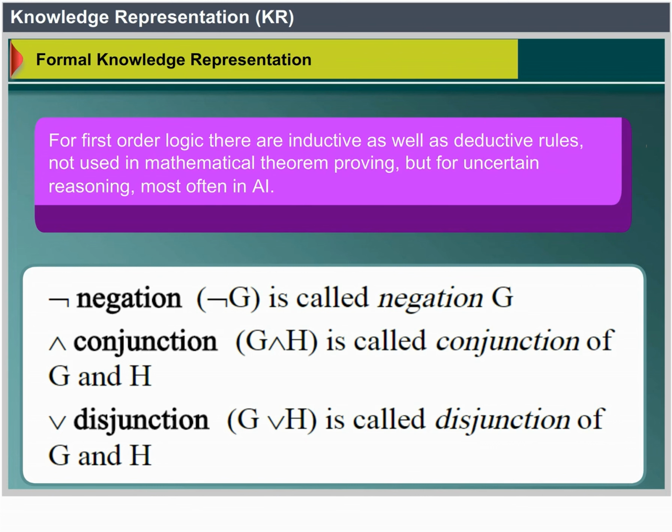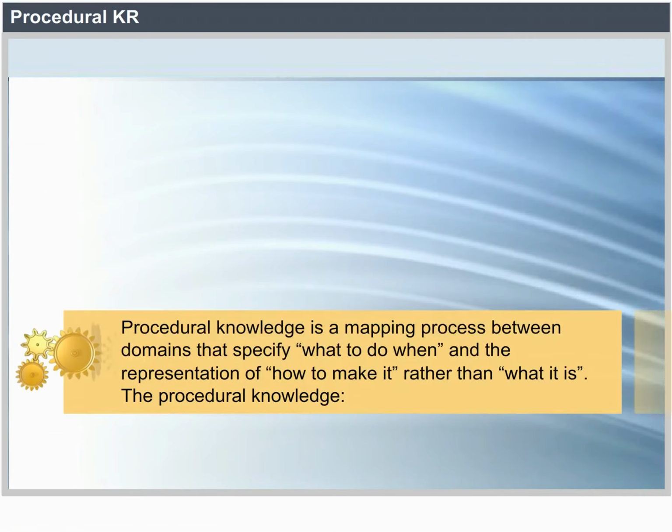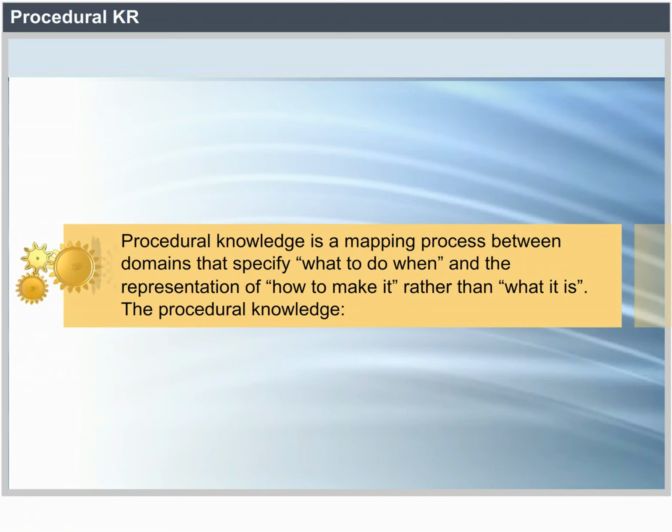For first-order logic, there are inductive as well as deductive rules, not used in mathematical theorem proving, but for uncertain reasoning, most often in AI. Procedural KR. Procedural knowledge is a mapping process between domains that specifies what to do when, and the representation of how to make it rather than what it is.